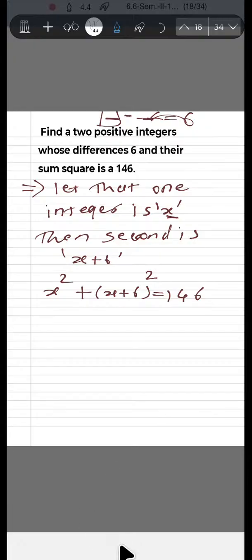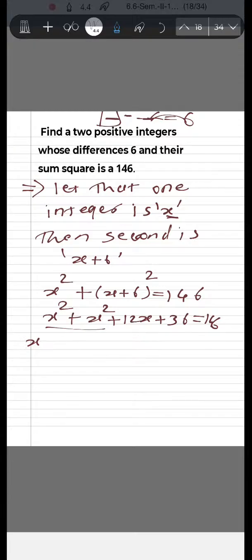So x square, I am going to rewrite that again, x square plus, we know the formula, correct. What does the formula say? (a plus b) whole square is equal to a square plus 2ab plus b square. So here x square plus 12x plus 36 is equal to 146. Okay, now let's simplify it.